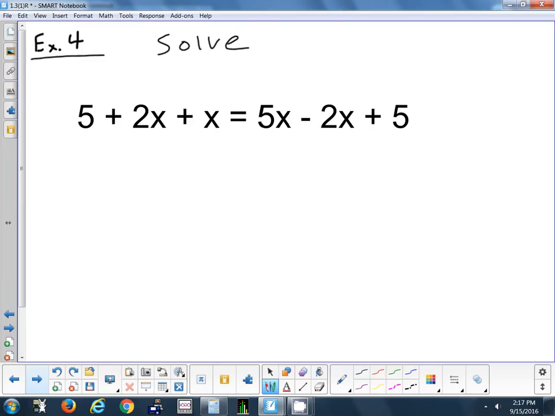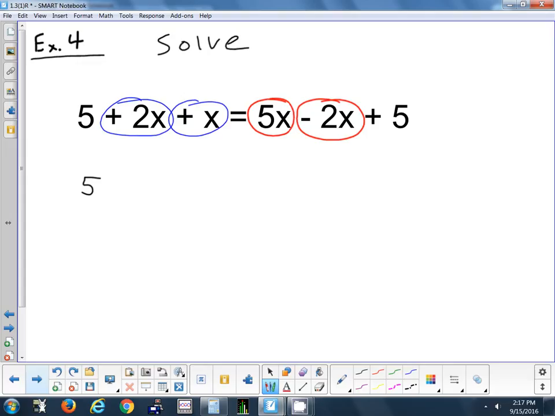Can you tell me what my like terms are on, let's start with the left. Okay, 2x. Positive or negative? Actually, yeah, positive. That's a positive 2x and then plus x, a positive x. Okay, can somebody else tell me my like terms on the other side? Yeah, Ashley? 5x, negative 2x. Let's combine everything I just circled first. Okay, the 5 wasn't circled, so we're not going to do anything with the 5.